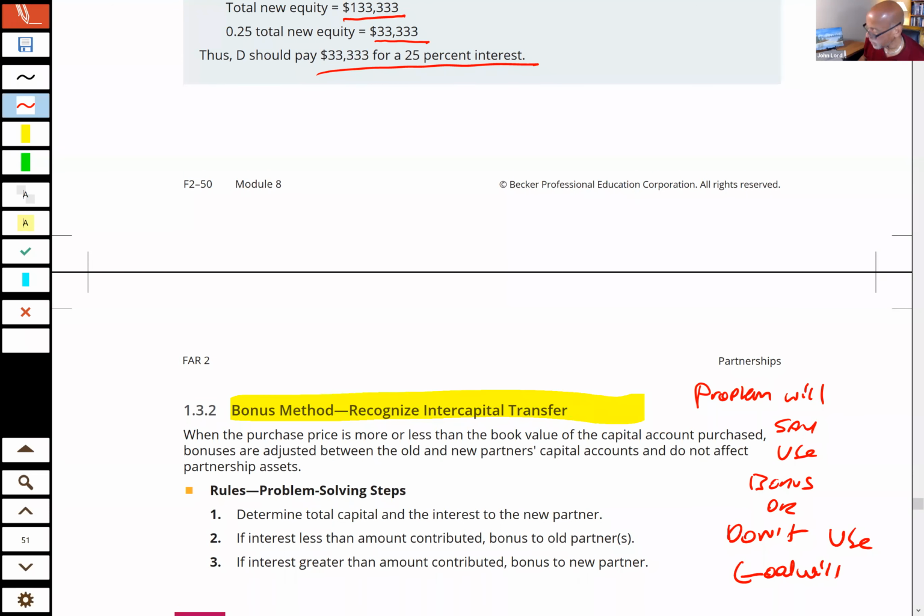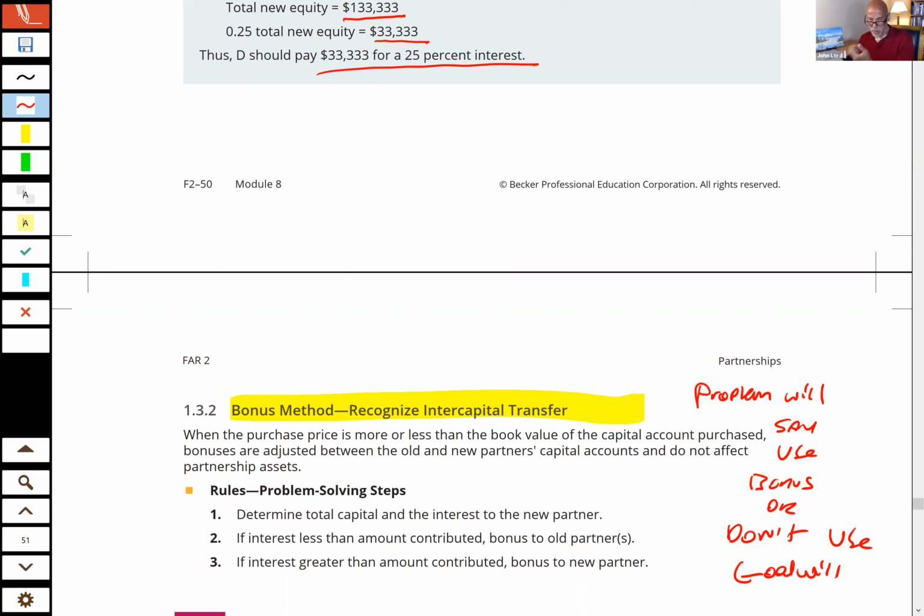Okay, we've got three methods: exact, bonus, and goodwill. If they want me to use the bonus method, they're going to tell me now what the new partner's bringing in. So that's how you know, oh, this is not the exact method. I'm going to have to use bonus or goodwill.